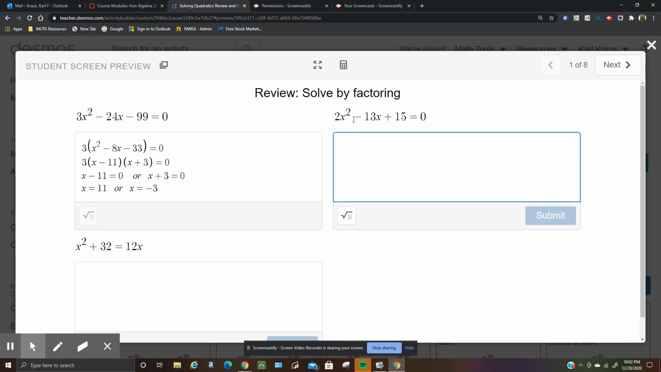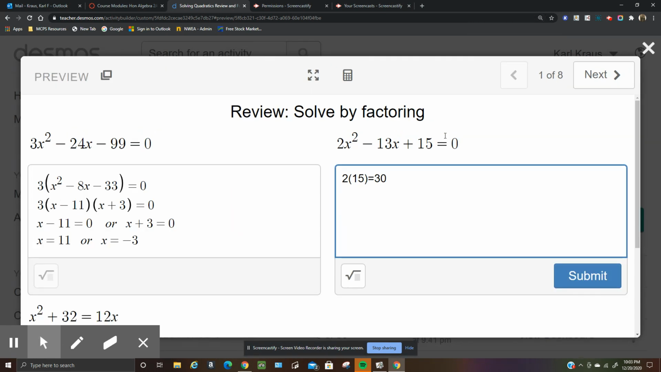Second one here, there's not a common factor, so I'm just going to multiply a and c together to start with. So 2 times 15 equals 30. And then the factors of 30 that add to -13 are -10 and -3.